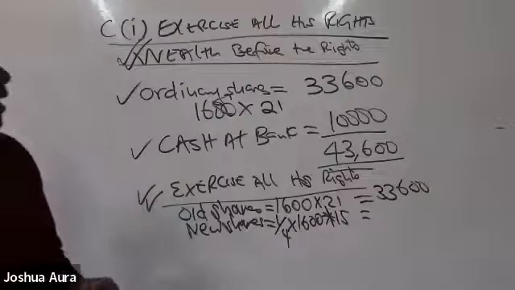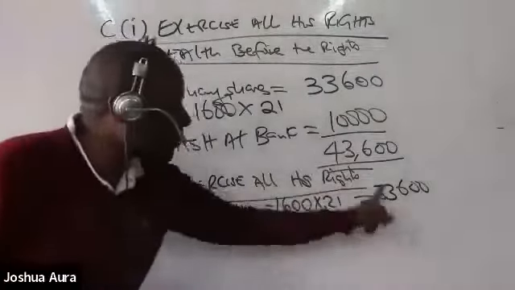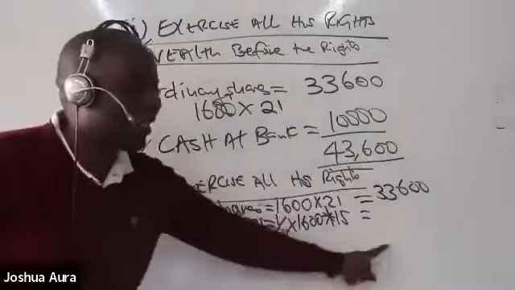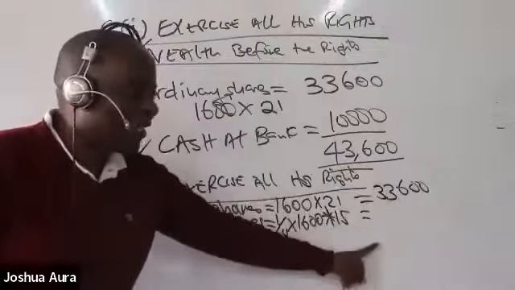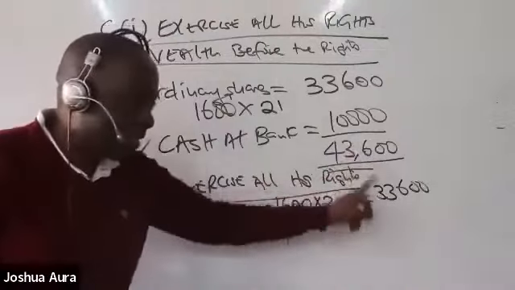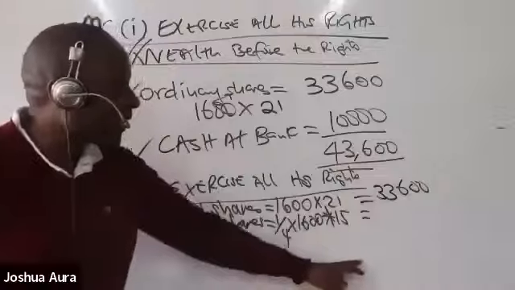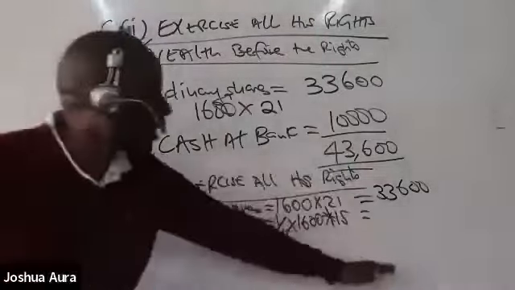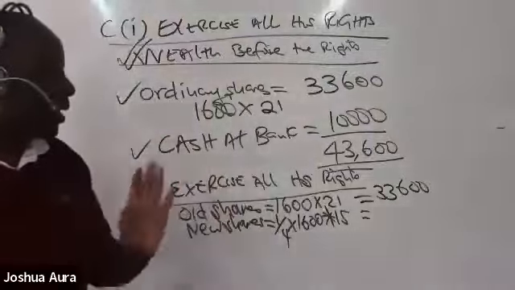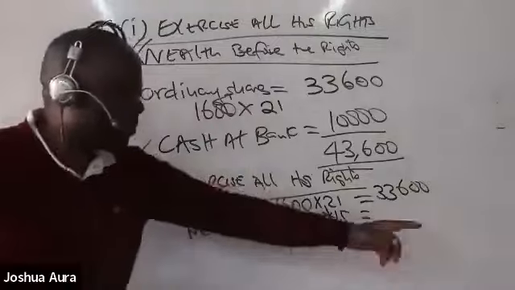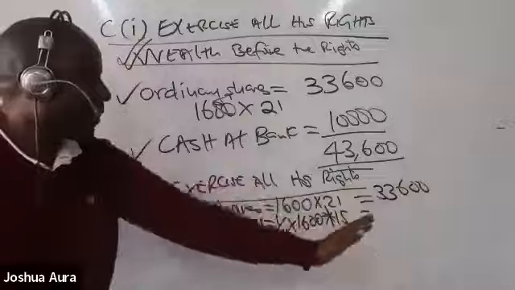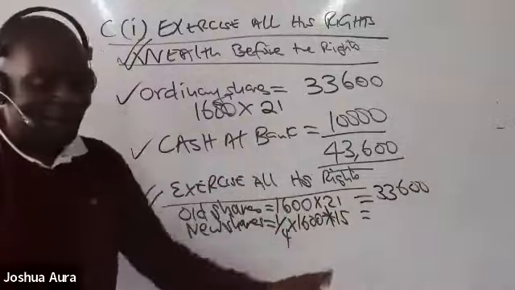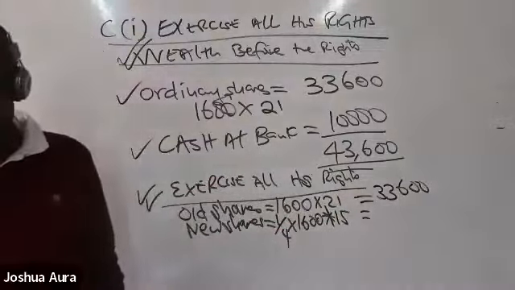Here, smart student, you know this figure which you will get as the total below must be 43,600. The total wealth must be the same, right? So you can even leave it below and write 43,600 and then close your eyes. But first give me the figure here. A quarter of 1,600 times 15 gives me how much? Can somebody give me this figure?